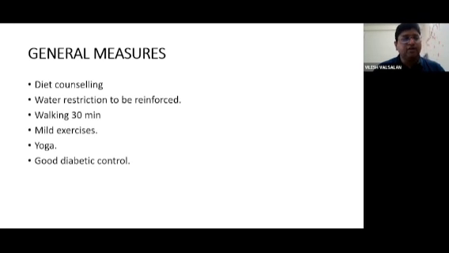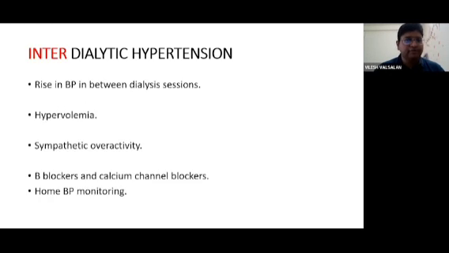Walking 30 minutes, you can always tell a capable, self-independent dialysis patient that he should walk 30 minutes per day. And to those dependent patients who are very feeble or weak, they can, with support, just move in the house. That movement could be helpful in controlling blood pressure. Mild exercises like just moving the hands, swinging the legs, sitting exercises can be done by these patients. Yoga is the best technique, and in diabetic patients, good diabetic control is very important.